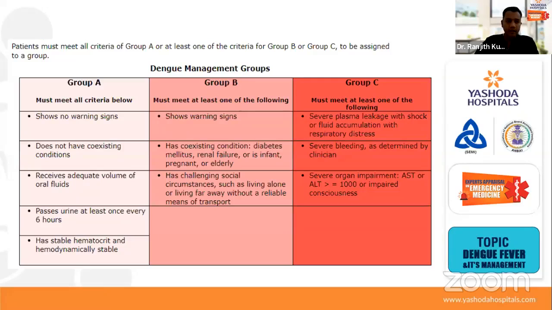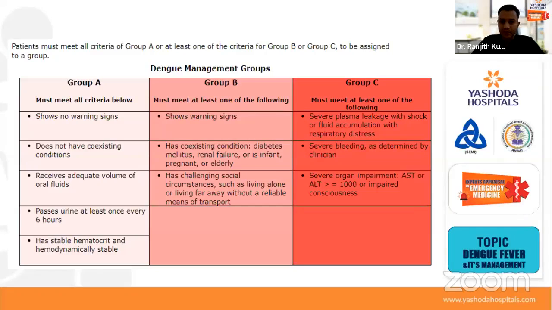Coming to group A, all patients who do not have warning signs or any coexisting medical conditions, who receive an adequate volume of oral fluids, who urinate at least once every 6 hours, and who have a stable hematocrit and hemodynamics are usually kept in group A. People in group B should meet at least one of the following criteria: they have coexisting conditions, they present with warning signs, or they face challenges like living very far away and not being able to get medical access easily.